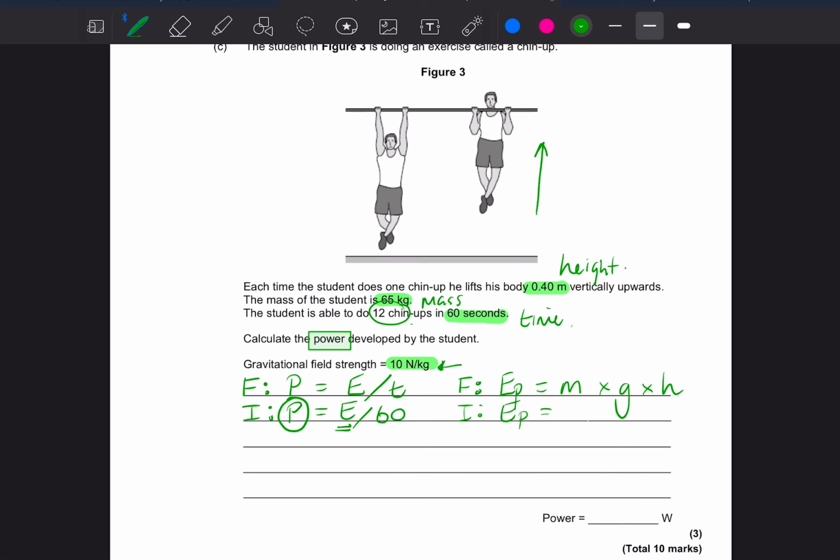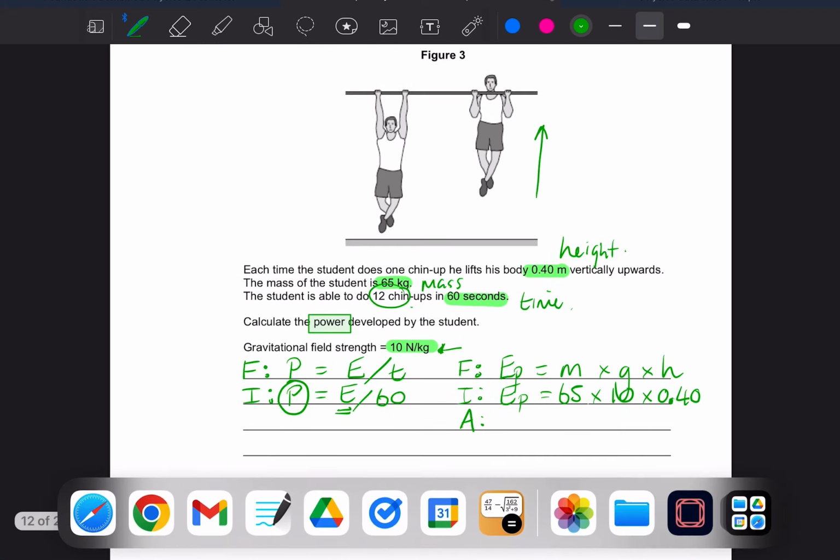So mass 65. Gravitational field strength, we're told to use 10. So if you use 9.8 there, you will be penalised because it says use 10. And the height is 0.40 metres. It could have given you that in centimetres, it could have asked you to convert, but this question is hard enough to do anyway. So we do not need to fine tune it. We can just straight away go and get an answer here. So 65 times 10 times 0.40.